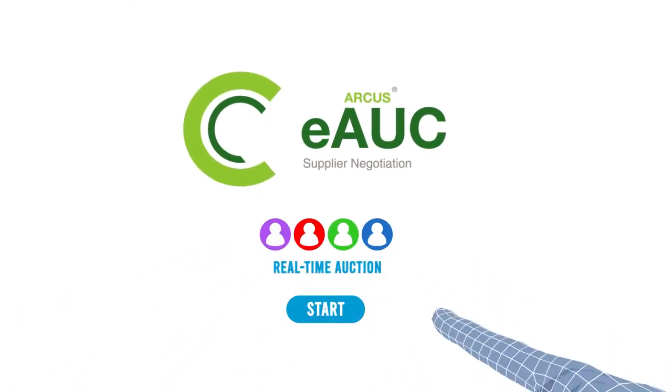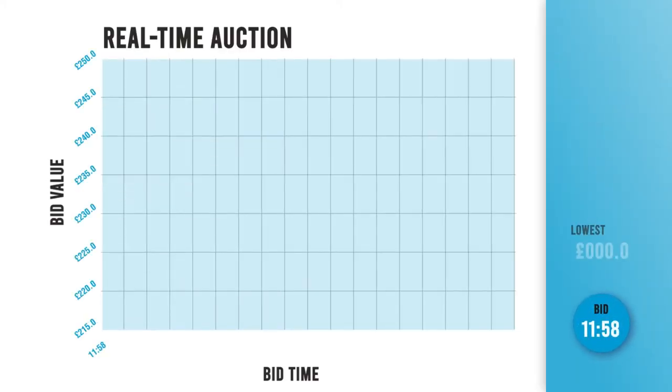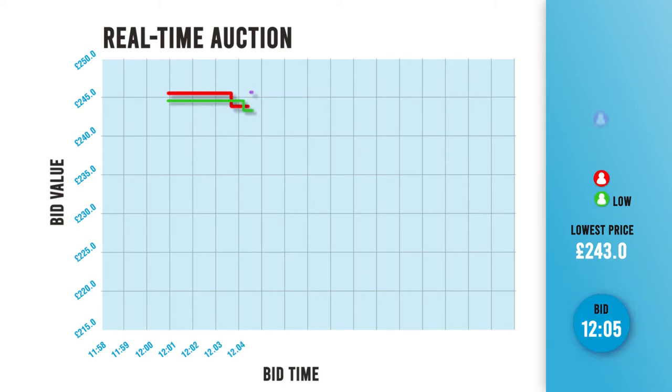The system creates an environment where auction participants compete in head-to-head bidding in real time, intensifying the race between competitors to drive down costs, helping the buying company to realise the true market value.